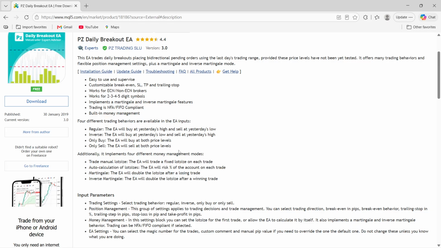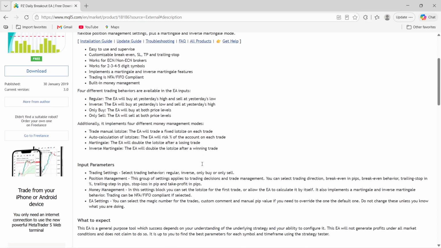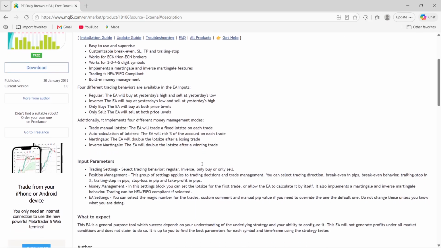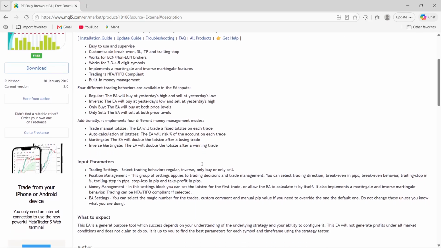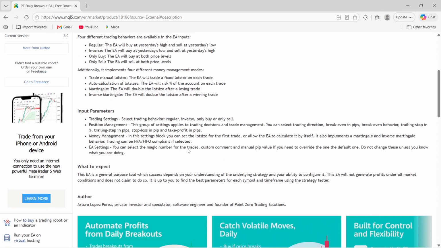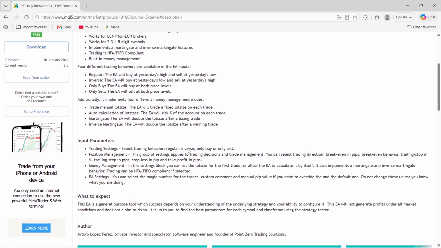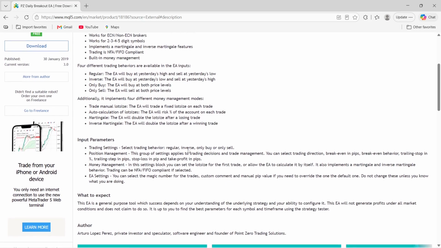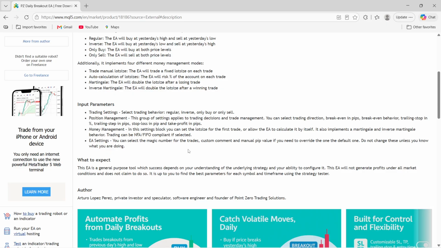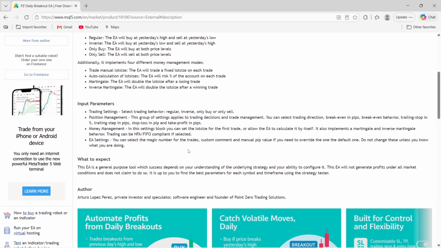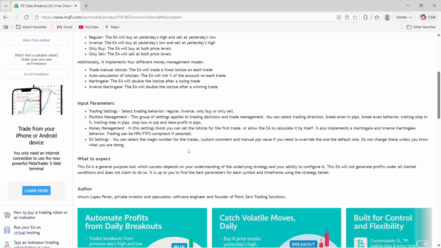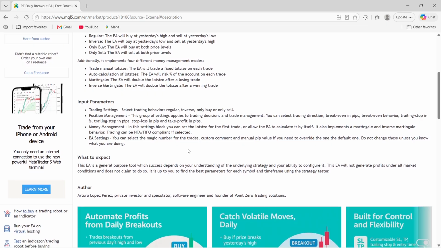It's built to work on ECN and non-ECN brokers, 2 to 5 digit quotes, and even has NFA/FIFO compliance if you need it. Okay, so it's all here. They position it as a flexible, time-tested concept that lets you adapt to different market conditions. The seller is upfront that success depends on your ability to configure it properly for each symbol and time frame using the strategy tester. No wild guarantees of profits in every condition.